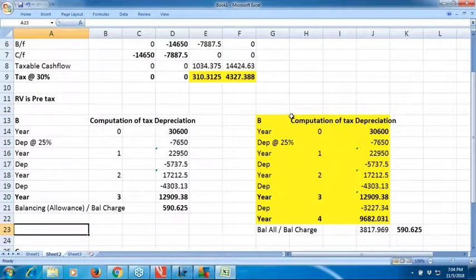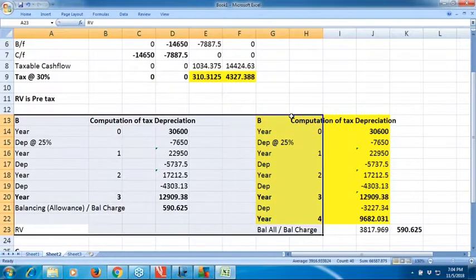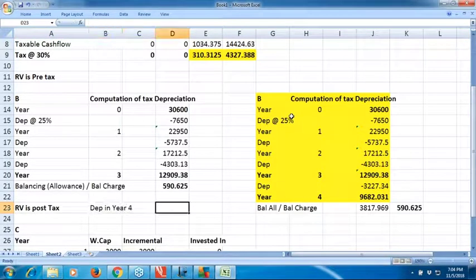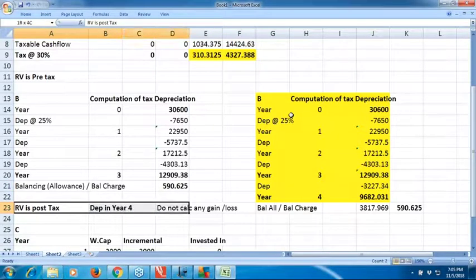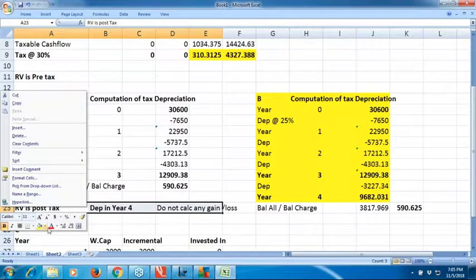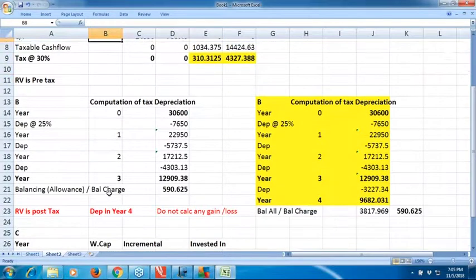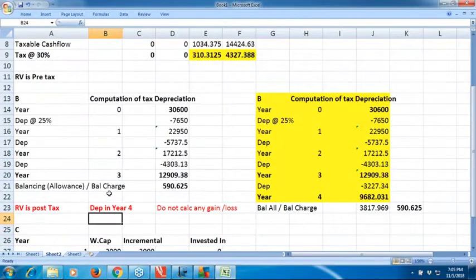Now, if the examiner says the residual value is post-tax, what are we going to do? You calculate depreciation in year four, and you do not calculate any gain or loss on this. Just calculate the depreciation in year four. So I'm repeating it again: if the examiner says the residual value is post-tax, then you calculate the depreciation in year four and do not calculate any gain or loss. That's how you need to deal with it.